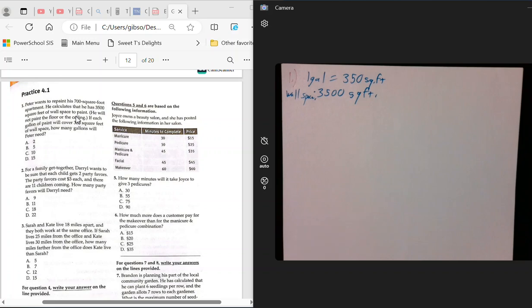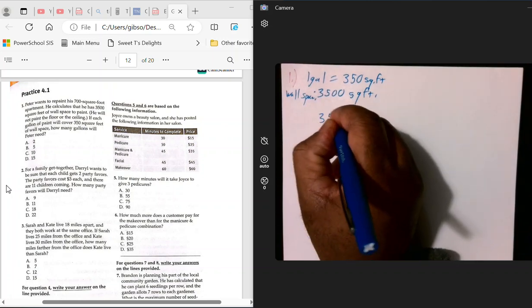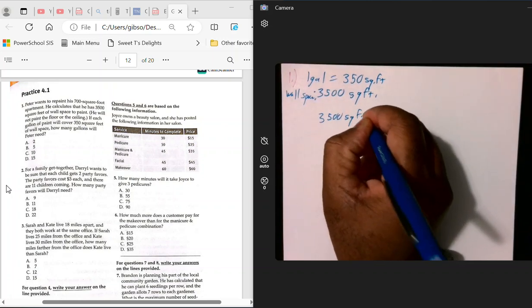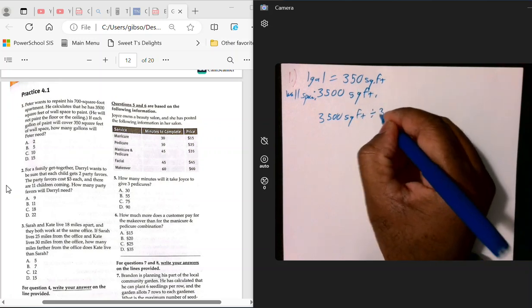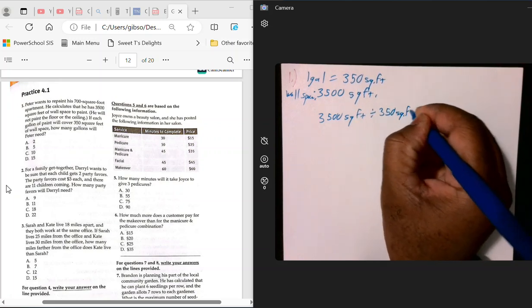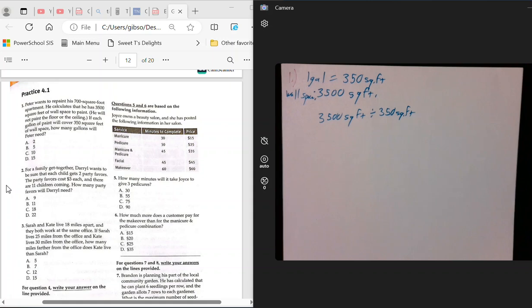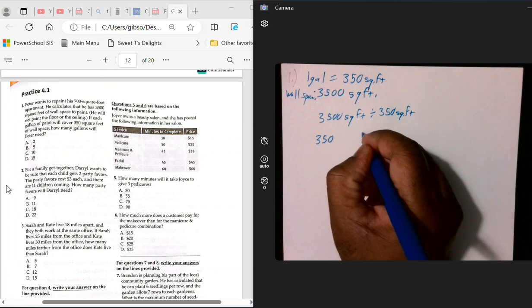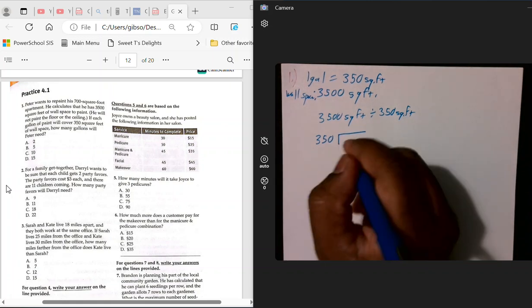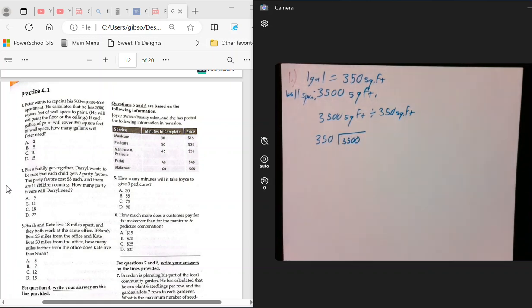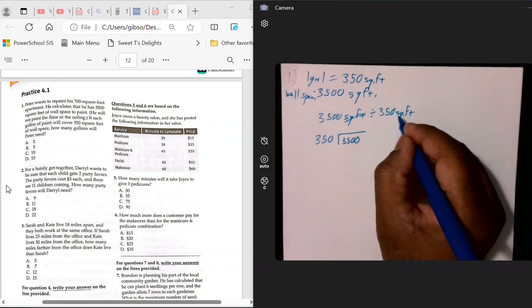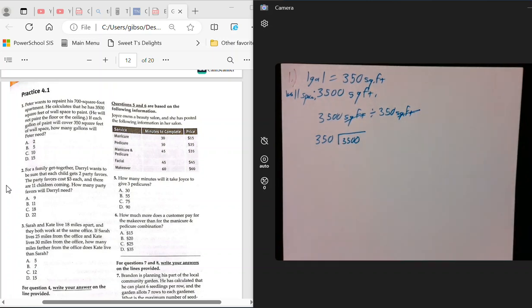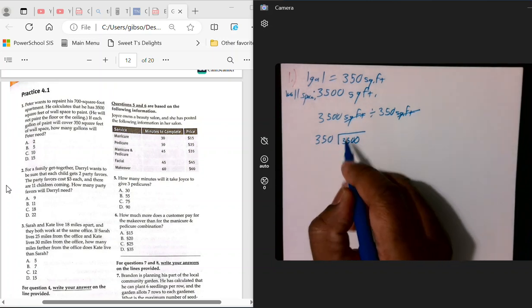So now what we would do is this. We want to find out how many gallons of paint we would need. So we would take the 3,500 square feet, which is the wall space, and divide it by the 350 square feet. Whatever our answer is, that is how many gallons of paint we would need. So we would take 350 and divide it into the 3,500. Now the square feet will cancel each other out because we're trying to find out how many, not the square footage.